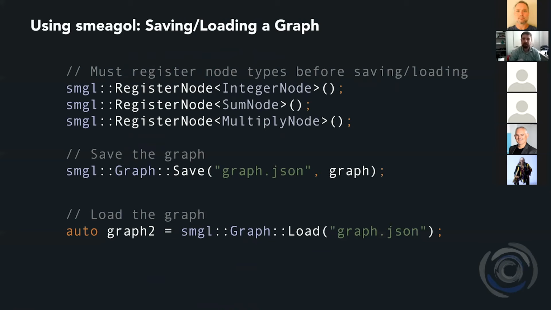Because we use node factories to write and read nodes, you have to register them with the factory. So that's also a bit of boilerplate that we have at the moment. But essentially, you just call this function register node with the types of the nodes that you want the serialization to know about. You save it to whatever file path you want, in this case graph.json, and then you can load it from the same.